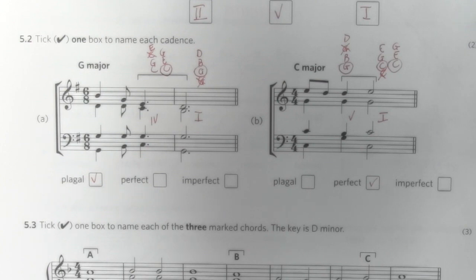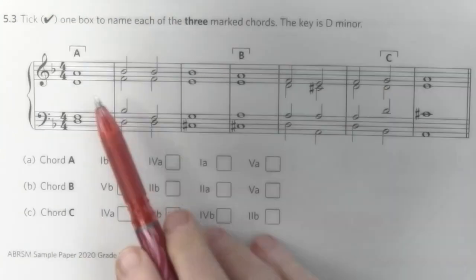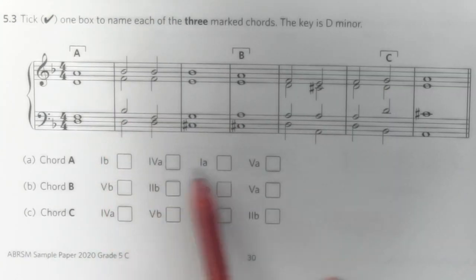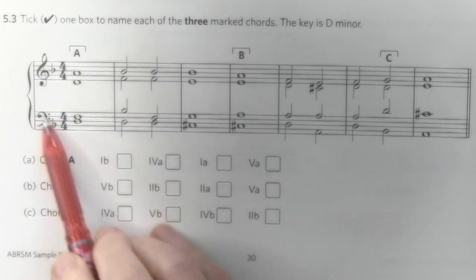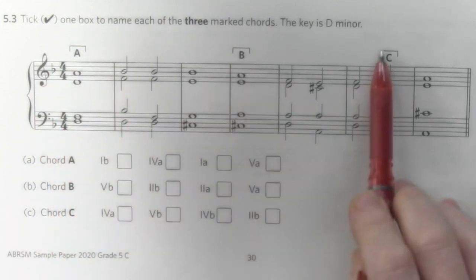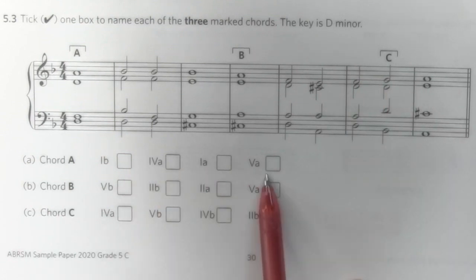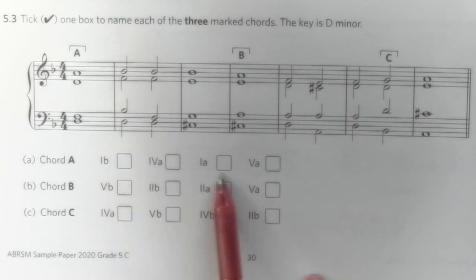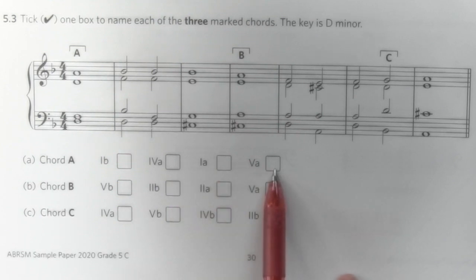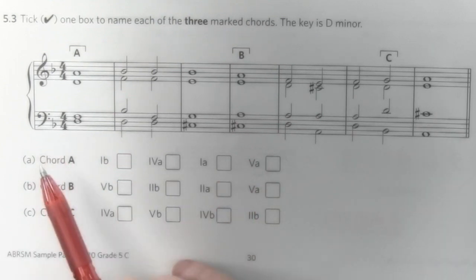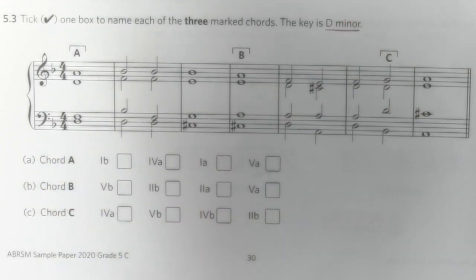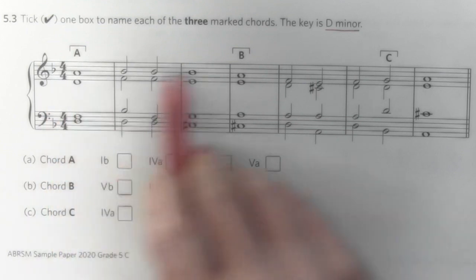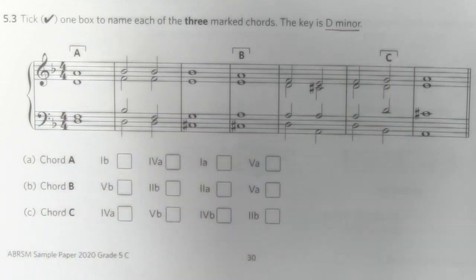The last question about chords now. We need to tick one box that corresponds to the correct name of these 3 chords. We have a few options, and they are very different from each other sometimes: 1A, 1B, 4A, 5A. So we need to be sure. This piece is in D minor, and D minor has 1 flat because it's the relative minor of F major.